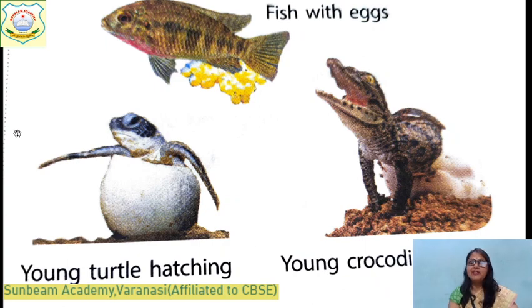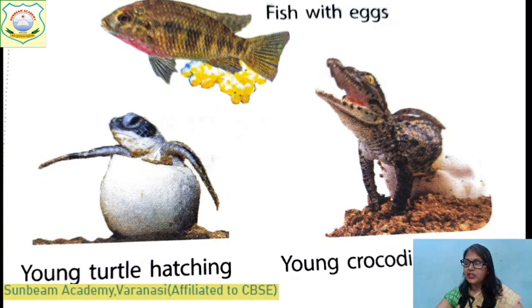Come to the another one. You can see in this picture. Children, the fishes give birth to many eggs. And the big fishes eat the small fishes. Many eggs and young fishes are unprotected, and they are eaten by the other fishes. Big fishes eat the small fishes.